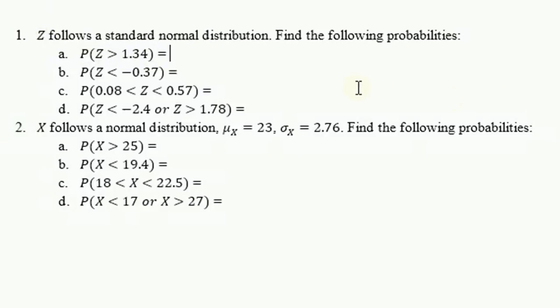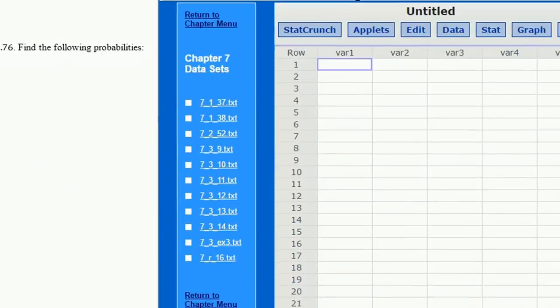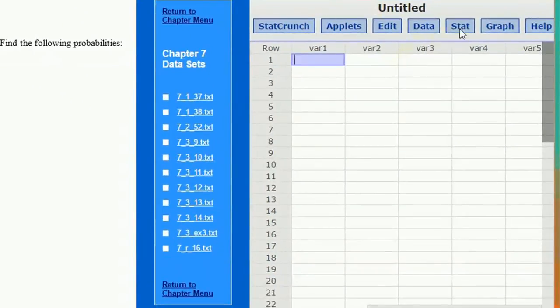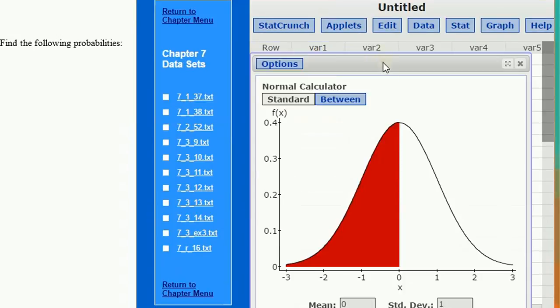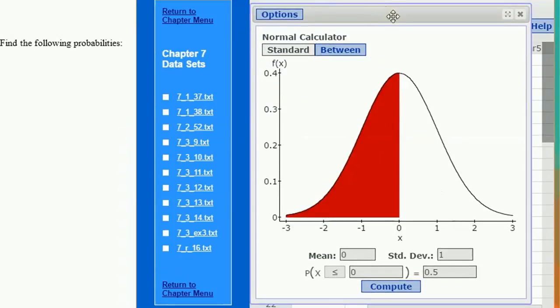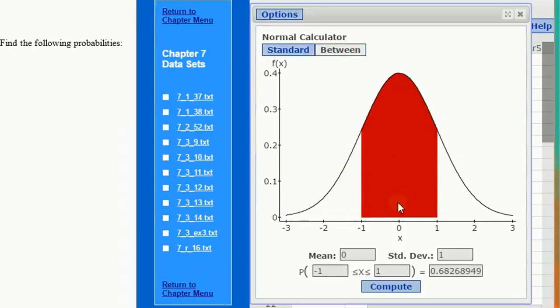Now I want to show you in StatCrunch how to get to the probability calculator, and then we're going to do some work in it. So under the Stat menu, click Calculators, and go down to the Normal calculator. The normal probability calculator is going to look like this. We have a standard view, not to be confused, unfortunately, with a standard normal distribution. Standard is we're interested in area to the left or area to the right. Between is area within an interval.